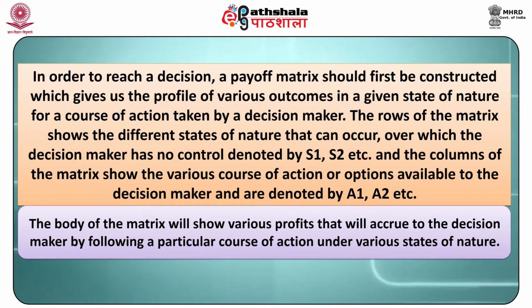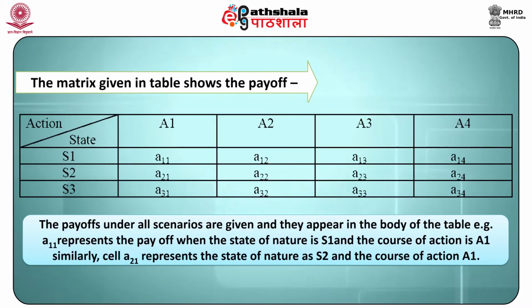The rows of the matrix show the different states of nature that can occur, over which the decision maker has no control, denoted by S1, S2, etc., and the columns of the matrix show the various courses of action or options available to the decision maker and are denoted by A1, A2, etc. The body of the matrix will show various profits that will accrue to the decision maker by following a particular course of action under various states of nature. The matrix given in the table shows the payoff.